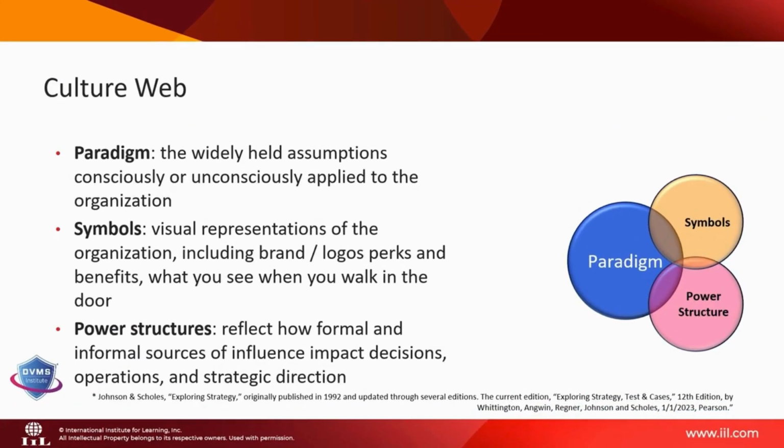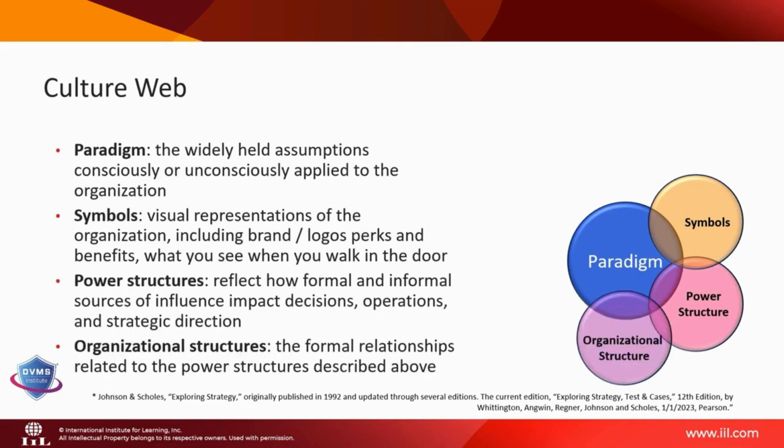Power structures reflect both the formal and informal sources of influence that impact decisions, both strategic, cascading all the way through to operational decisions. They are not associated with the organizational structures. That's the next aspect of the culture web. These are the formal relationships that are related to the power structures that we just discussed. This is the stuff that you see on the org chart.